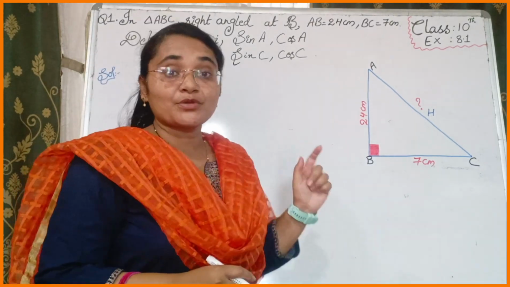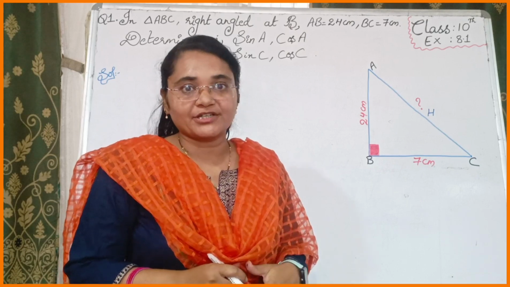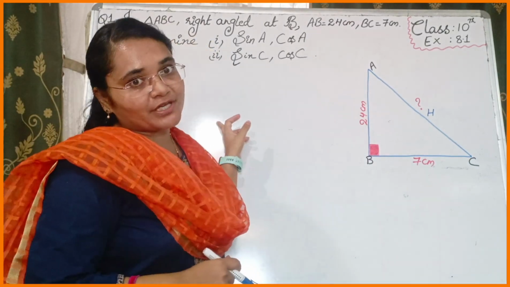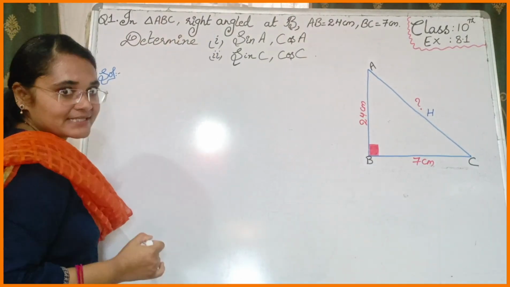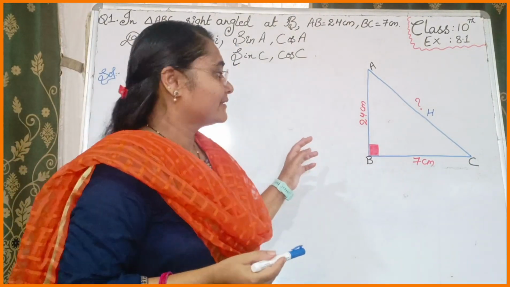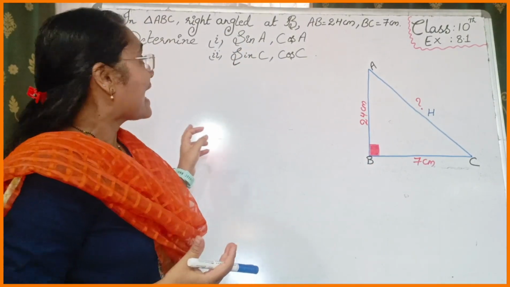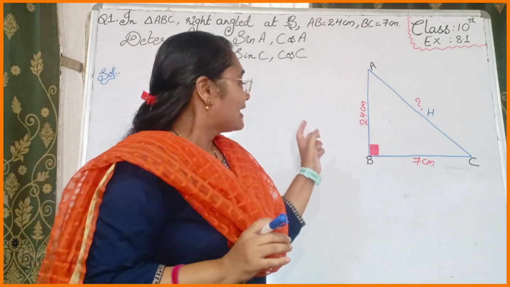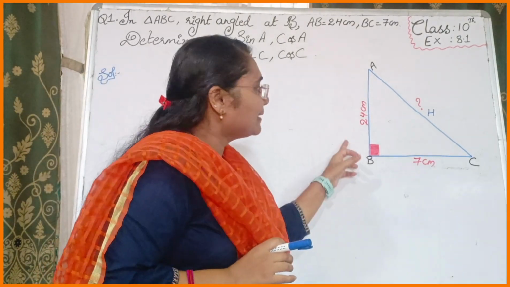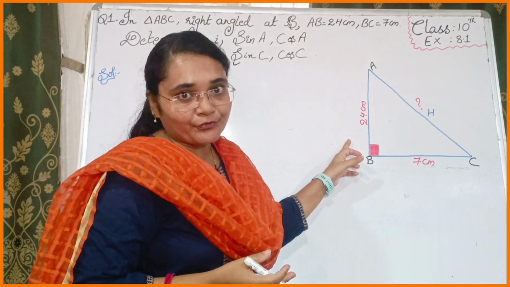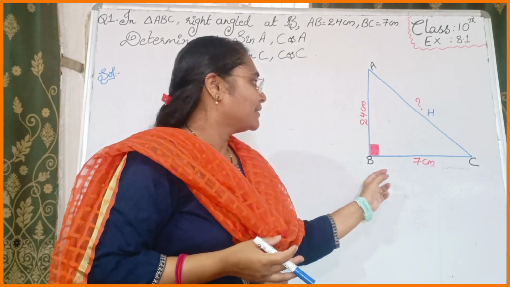Now moving on to question number 1, chapter 8, nothing other than trigonometry, exercise 8.1. First question we are going to solve today. In triangle ABC, which triangle? Right angled triangle. In right angled triangle ABC, he has given some measurements: the right angle is located at angle B, the length of AB is equal to 24 centimeter, and BC length is equal to 7 centimeter.